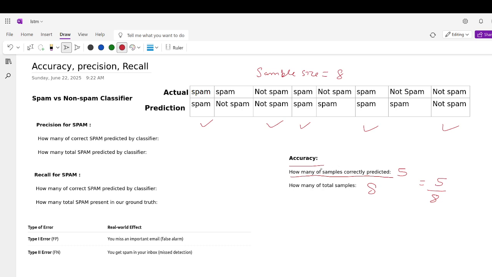Okay, let's go to the other metrics, precision and recall. In precision, we have two classes: one is spam, the other is not spam. So precision will be different for both of them. For spam it will be one value, for not spam another. What exactly does precision tell us? It tells us how many of the predicted spam were correctly predicted by the classifier.